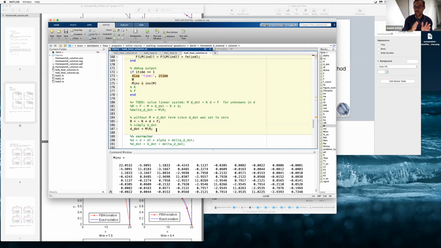This in general leads to these full matrices of the inverse of M, the inverse of the mass matrix or capacity matrix. Is that clear? Good.